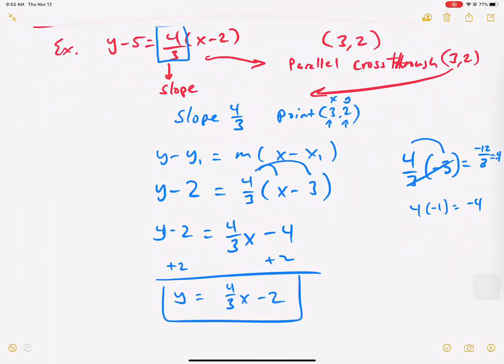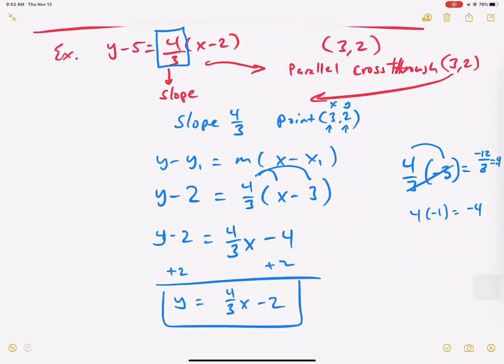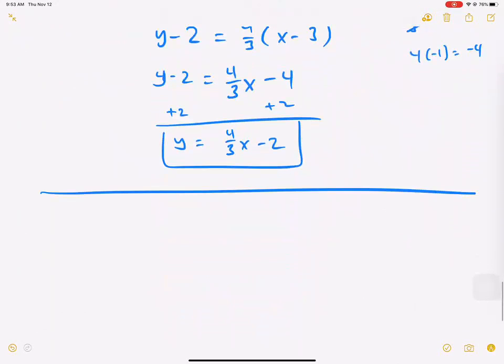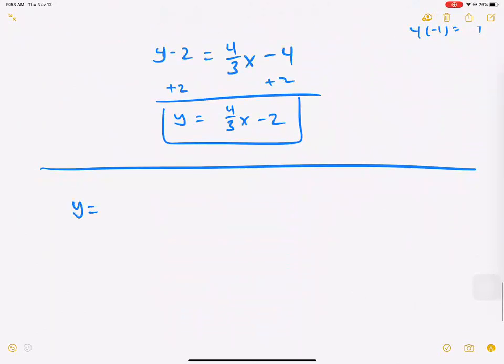Does this change for perpendicular? No, perpendicular follows the same type of rules. So I'm going to do the same type of problem, but I'm going to give it to you in slope-intercept form. y equals 3 over 2x plus 1, and with a perpendicular line crossing through 3 comma 2.